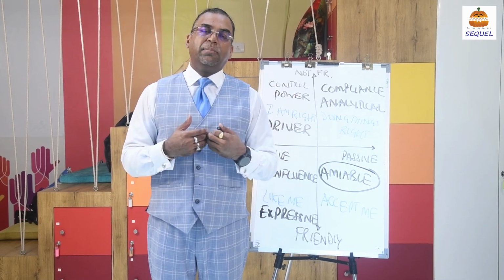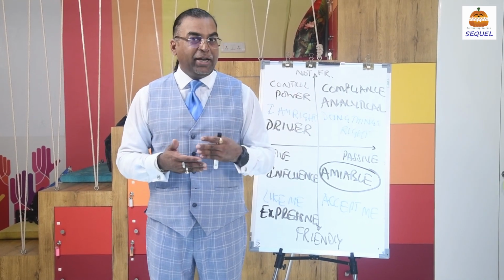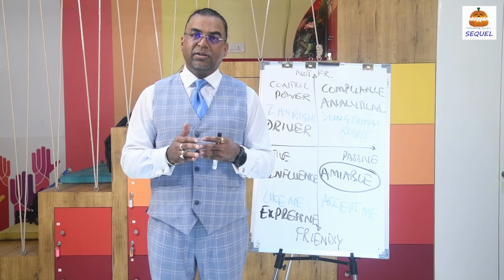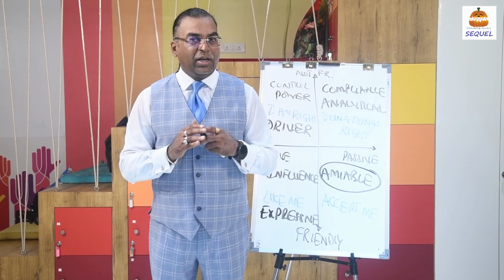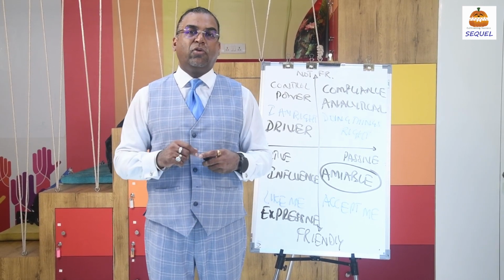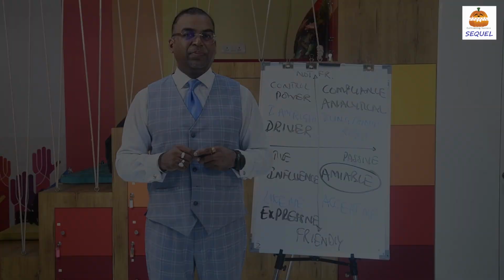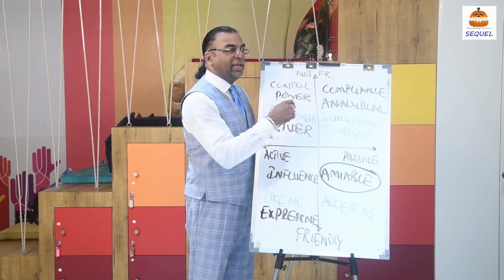Now, amiable people look for job security. They don't mind doing monotonous work. They're very dependable, as I said. Give them a task, you don't have to follow up. The task will continue to happen on its own. But what they look for is job security.